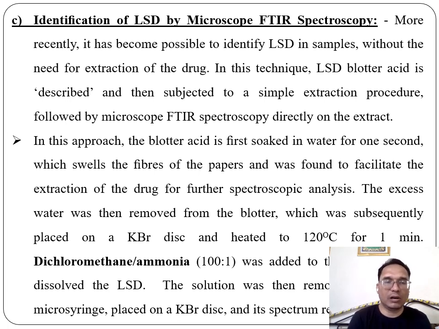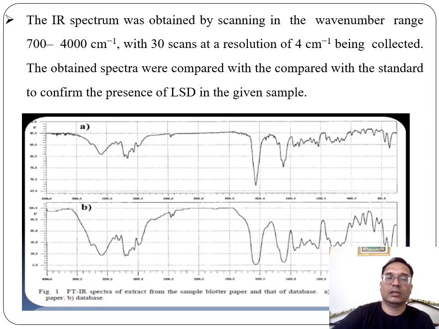Then a mixture of dichloromethane and ammonia was added to the blotter paper, which will dissolve the LSD, and this extract or solution will now be transferred with the help of a microsyringe onto a KBr disc for its spectrum. The IR spectrum was obtained by scanning in the wave number range 700 to 4000 per centimeter with 30 scans at a resolution of 4 per centimeter being collected. The obtained spectra were compared with the standard to confirm the presence of LSD in the sample.